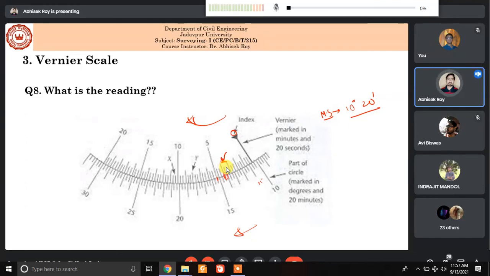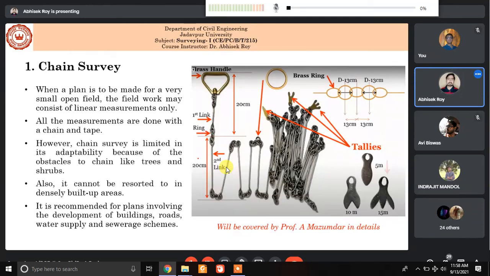Suppose this is where it is perfectly a straight line, right? Then what will be the position? 3, 6, 9, 12, right? So 12 lines into the least count, that is 20 seconds. So 240 seconds, or basically how many minutes? 4 minutes. So that means your actual data will be 10 degree 24 minutes. Is it clear to everyone? Okay. So that's how the vernier scale will be measured.